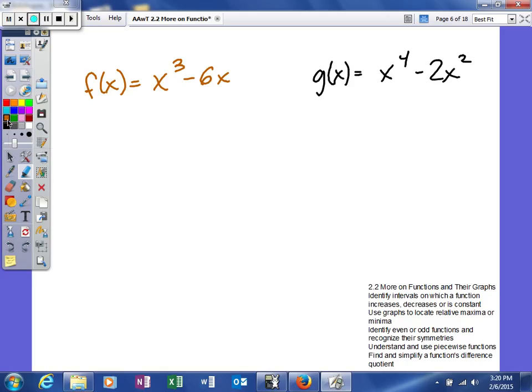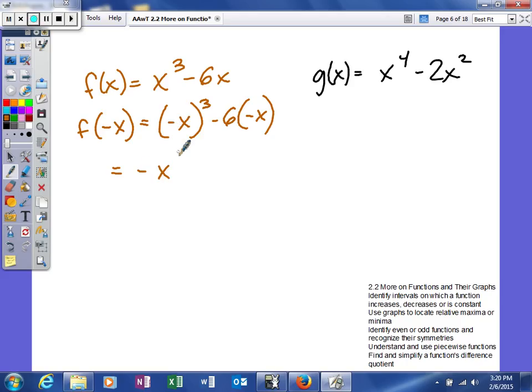Here we go, f of x. So again, to test for symmetry, whoops, might help if I write instead of highlight. We're going to plug in negative x, and that's going to give us negative x cubed, and then minus 6 times negative x. After you plug in negative x, you're going to simplify it. Negative x times negative x times negative x is negative x cubed, and negative 6 times negative x is a positive 6x. Now we're going to compare what we got when we simplified that to the original.